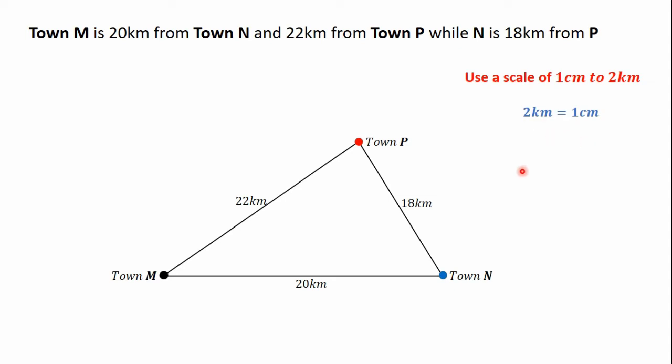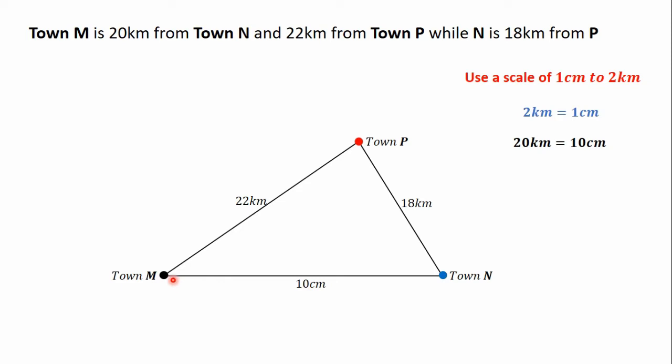This is the scale. Now we are going to use this scale to convert the distance between town M and town N, which is 20 kilometers, to centimeters. If 2 kilometers is equal to 1 centimeter, then it means that 20 kilometers will give us 10 centimeters. 2 kilometers is giving us 1 centimeter. So 20 kilometers will give us 10 centimeters. It means that the distance between town M and town N, which is 20 kilometers, will be 10 centimeters.